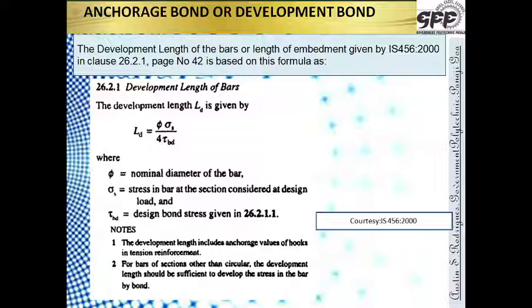Now this development length also includes the anchorage values of hooks in tension reinforcement. Please note it is only in tension reinforcement, not in compression reinforcement. And it also says that if we are using bars other than circular, then we should develop sufficient length for the bond. So all this part has to be taken care of as far as bond is concerned. So in this particular session, what we have understood is the mechanism of bond, how the bond acts, and what we actually need to do in order to take care of this bond. So that has been understood in this unit today.